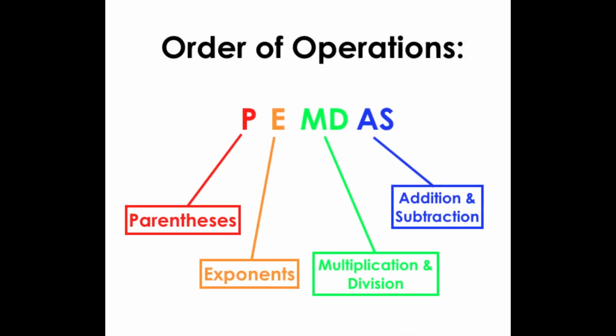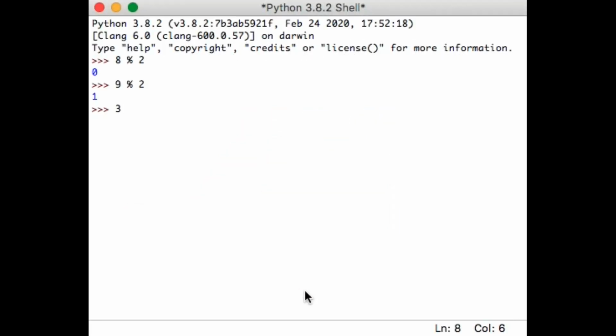One last thing to know about arithmetic operators is that they follow the order of operations that you may have learned in math class. PEMDAS: first parentheses, then exponents, then multiplication and division, and lastly addition and subtraction. So if I try 3 plus 8 times 4, Python will evaluate 8 times 4 first, and then will add 3 to the result. If I want to add 3 plus 8 first, I have to use parentheses.